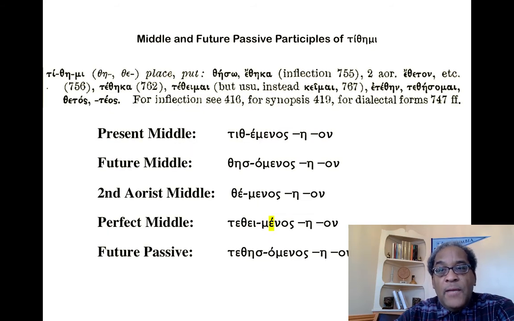Okay, so just to round things out, if we look at our middle and future passive participles of τίθημι, we see τιθέμενος, θησόμενος, θέμενος, τεθέμενος, τεθησόμενος. And I've taken this display of the principal parts of τίθημι from Smyth's Index of Principal Parts, and you'll see that knowing the principal parts sets you in a position to recognize these forms when you see them.